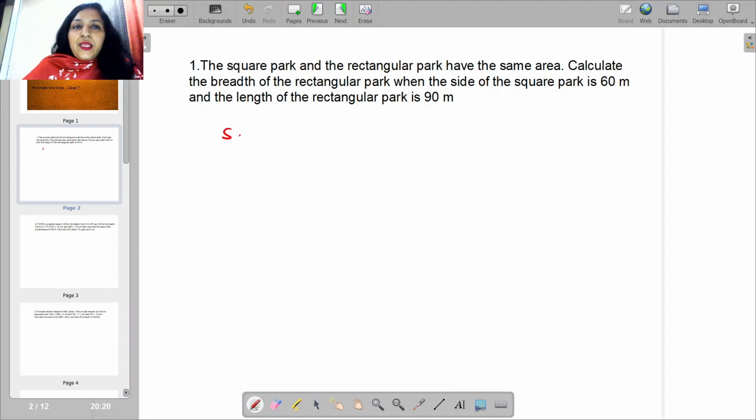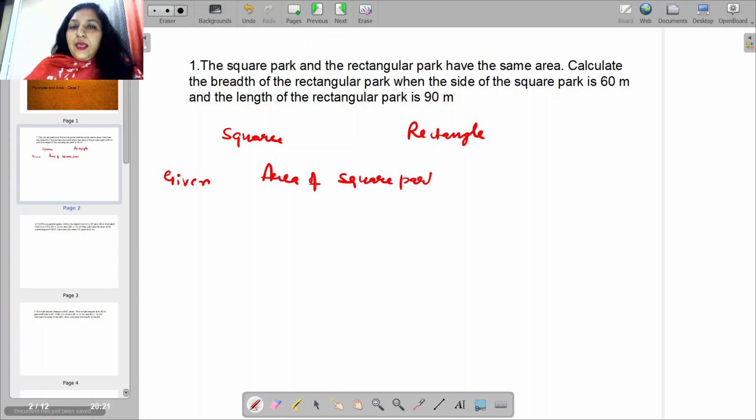So one of the park is a square park. Okay, one is a square and another one is a rectangle. We already know what is the formula for area of a square and area of a rectangle. So statement number one has to be, it is what is given. We'll write given area of a square park is equal to area of rectangular park. Okay, we are starting with the first statement.